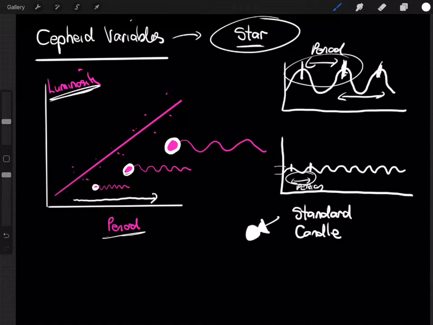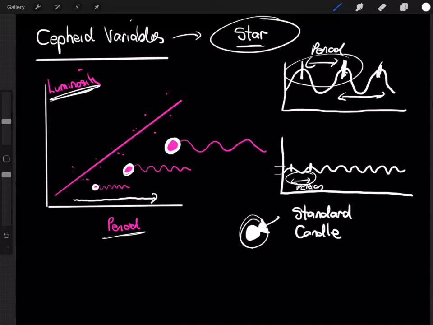A standard candle is a star whose energy output you know. You know how bright it would be if you were, say, 1 million kilometers away from it. So you know a lot about a standard candle. These Cepheid variables are standard candles.